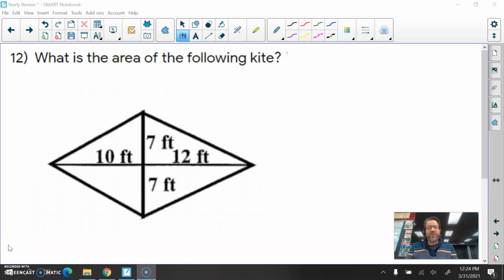Hi, everybody. We're going to take a look at number 12 now from the Yearly Review 5 assignment. What is the area of the following kite?